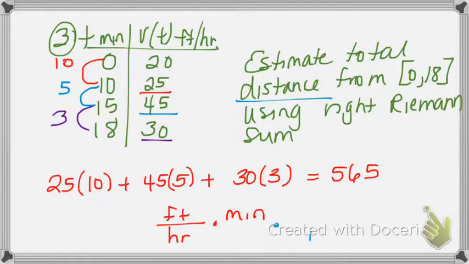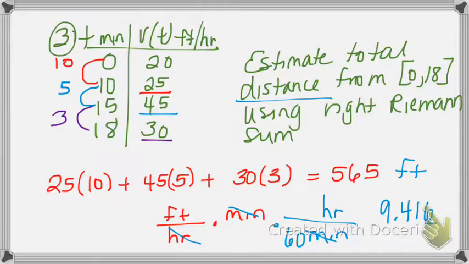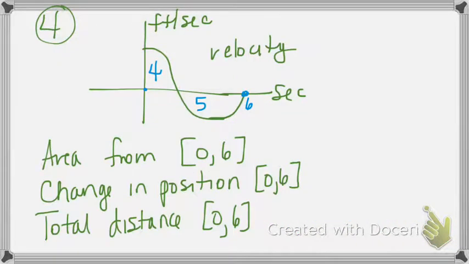So that means that I've got to multiply by something where the minutes will go away and the hours will go away, so I end up with feet. Well, there's 60 minutes in an hour, so that means that I need to take my 565 and divide by 60. I get 9.416 feet. So you do need to check units, make sure that they match up, and if they don't, you've got to change them.